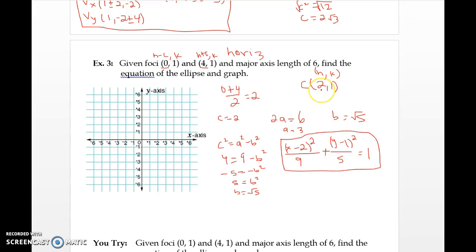We found the center already. They gave us the foci. We have to find the vertices, the major and the minor vertices. So I'm going to say V sub x is 2 plus or minus 3: 5. I'm sorry, not 5, 1. And then your V sub y is 2, 3 plus or minus the square root of 5, because we're adding and subtracting b here.